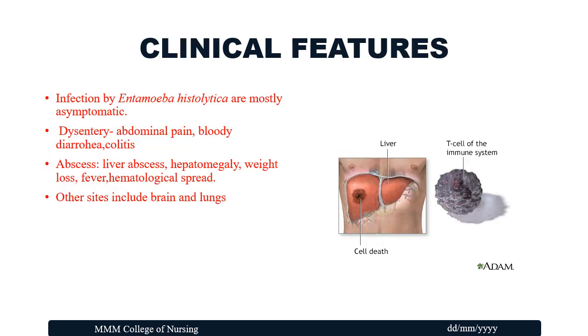The clinical features: infection by Entamoeba histolytica is mostly asymptomatic. Dysentery includes body pain, bloody diarrhea and colitis, abscess in the liver, hepatomegaly, weight loss, fever, hematological spread including T cell destruction, and other sites include brain and lungs. So these are the clinical features.